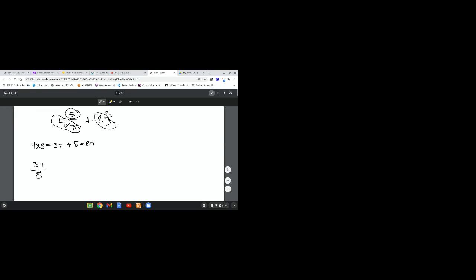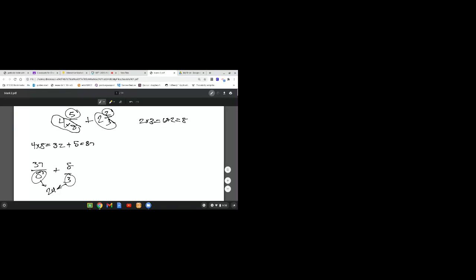We're going to do the same thing on this one, 2 over 3. So we're going to do 2 times 3. Then we're going to add this 2 back in. So that means we're adding 8/3. From here, we can do the regular addition like we've been doing. So we're going to do 37 over 8 plus 8 over 3. But the problem is we need to get this bottom number to be the same. We need to find a common denominator. That's going to be 24.